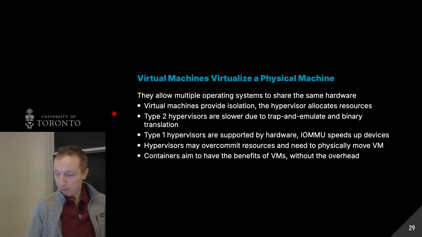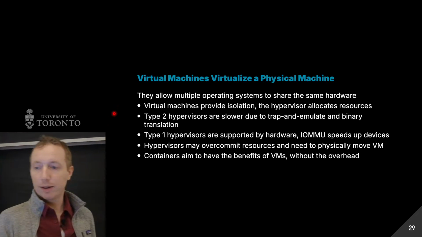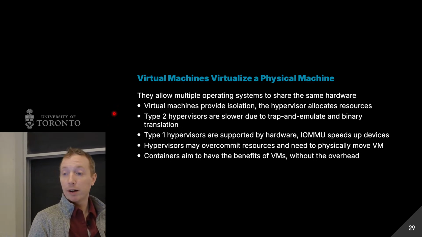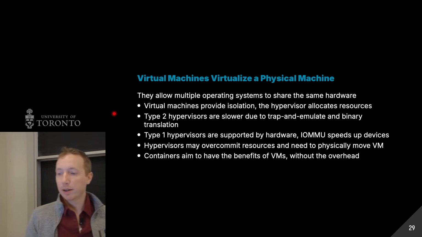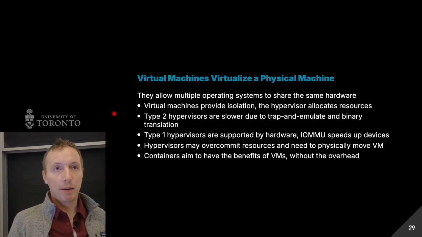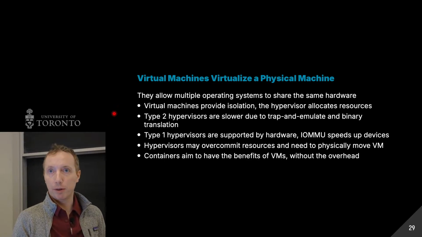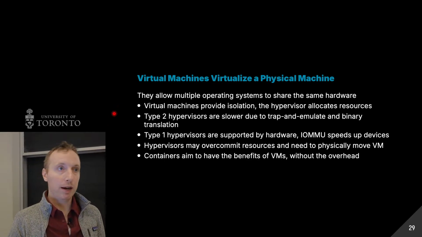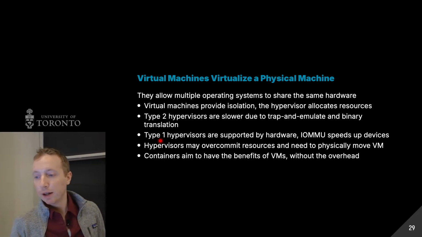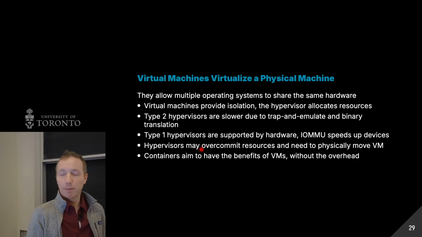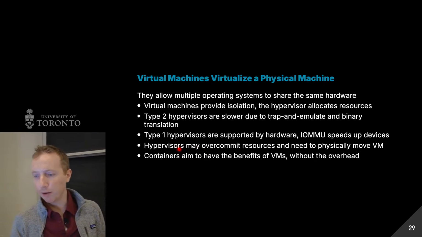Then we wrapped up with virtual machines. I did that last lecture, but quick recap: virtualize an entire physical machine. Multiple operating systems all share the same hardware. Provide isolation. The hypervisor is the thing that controls everything. Type 2 hypervisors are slow. They run in user mode. Type 1 are fast. Hardware support, hypervisor mode, which we all have. Could overcommit on resources. Might need to physically move the VM. More complicated things, but things you know they should be able to do.